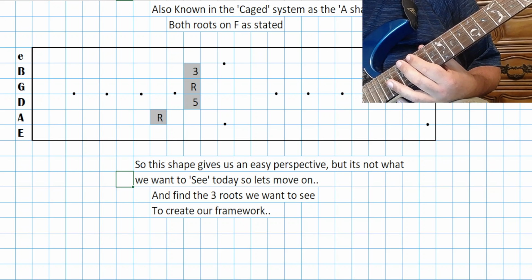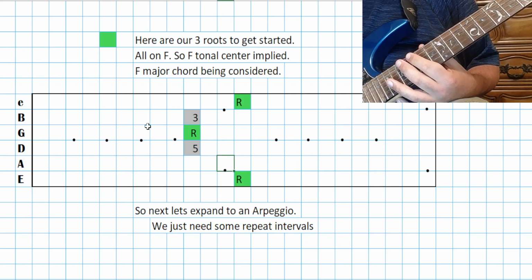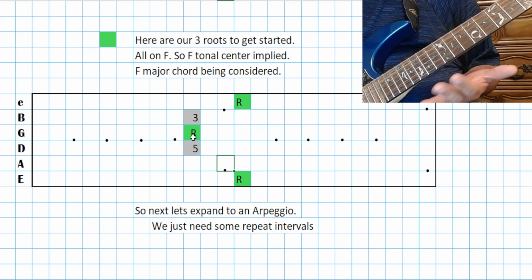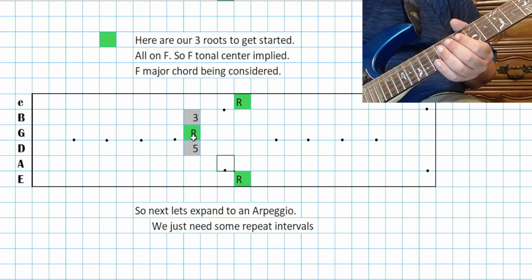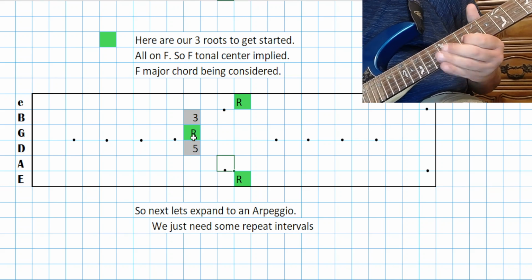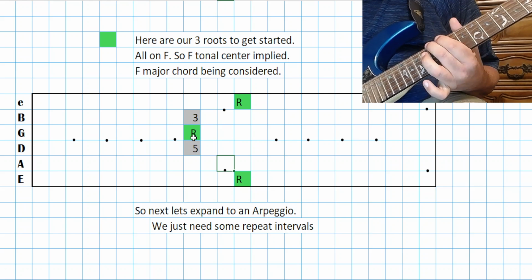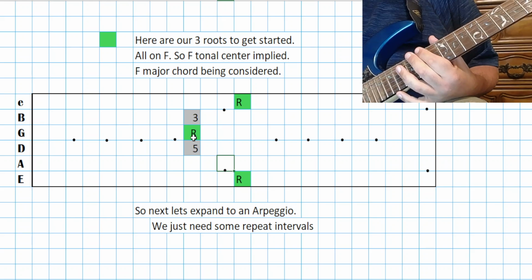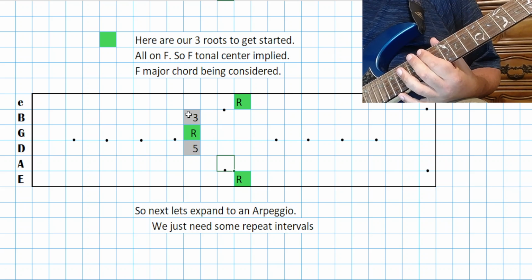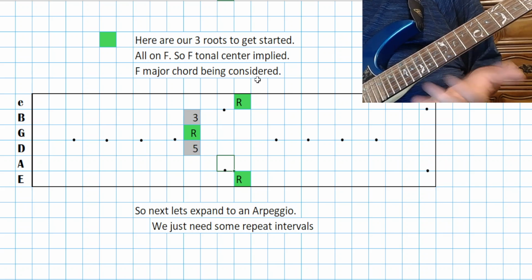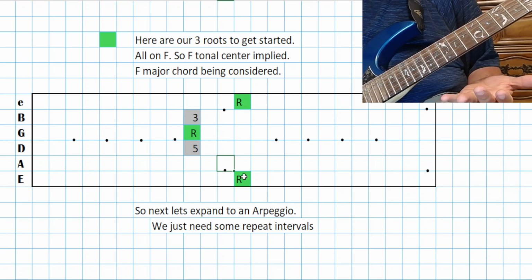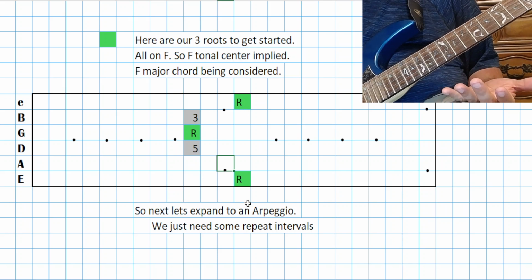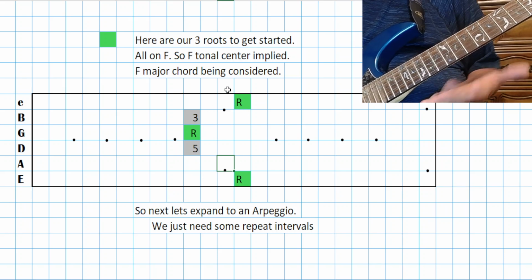Let's keep moving here. I've got to adjust some things here. All right, so this is where our three roots actually are. We want to consider the one that's in our shape. So now we have the beginnings of the same shape we were just dealing with. We're going to build that arpeggio, then build it into pentatonics.